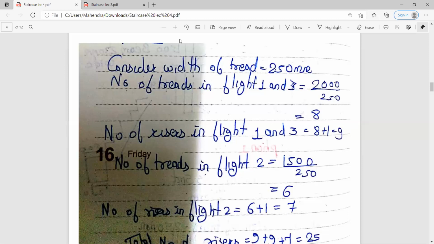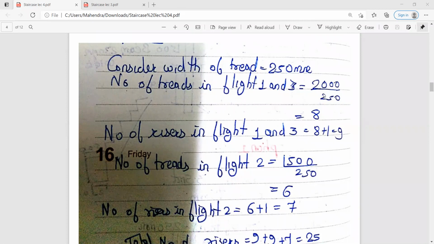Till now, in whatever we have solved, what did we do? First we calculated the number of risers, and then we needed to calculate the number of treads. But here in this case it is opposite. First of all, you need to calculate the number of treads and then you need to calculate the number of risers. This sum is slightly different than the earlier sums that we had solved up till now. So, first of all, you need to calculate the number of treads in flight 1 and 3.